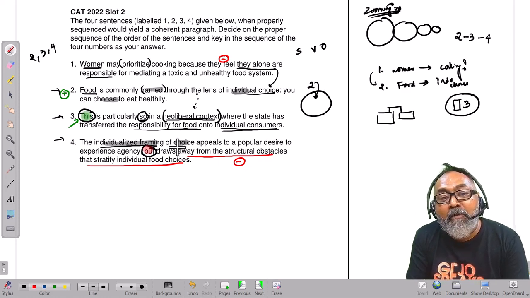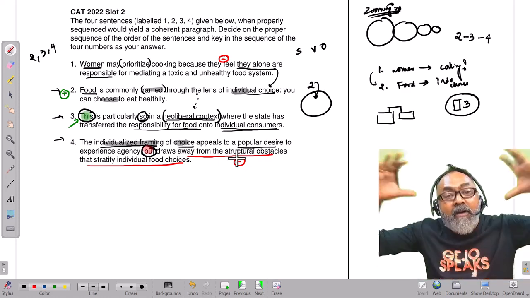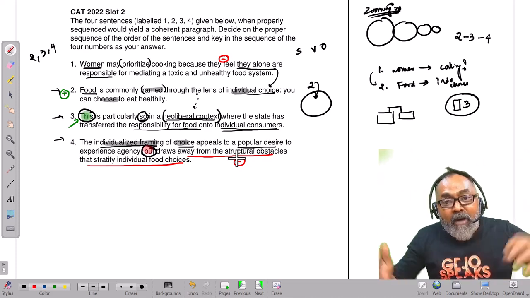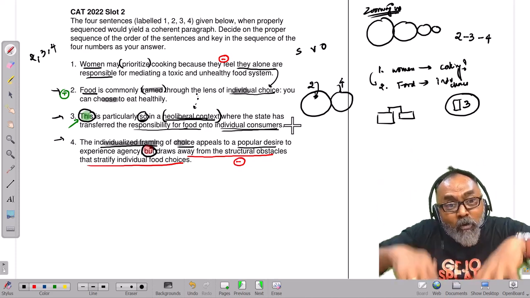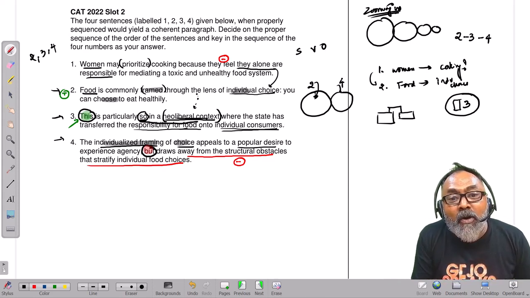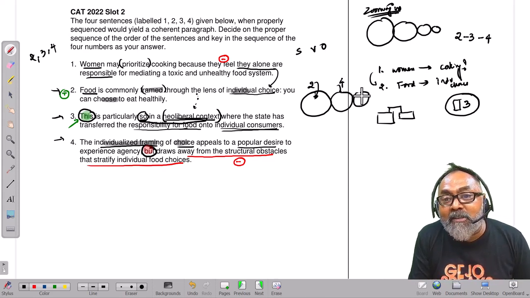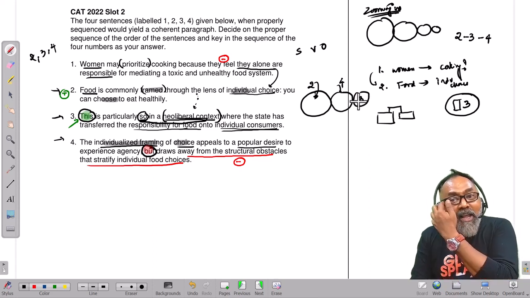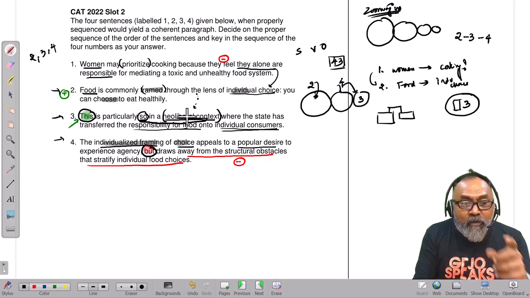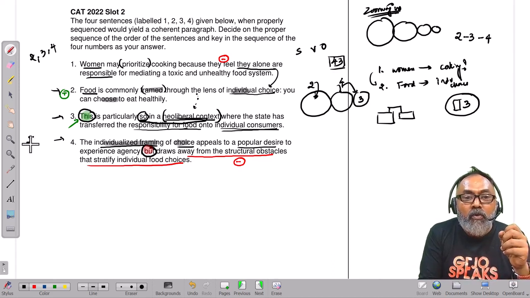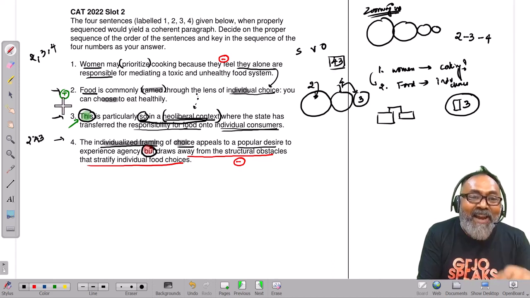The individual framing of choice appeals to a popular desire in general, right? 4 is much more general, which is even more narrow. This is particularly so in a narrow context. Okay, the context is this. So the block that 3 has to get would be from 4 and 3. So you see that the thing is going from 2, 4, 3, and then 1.